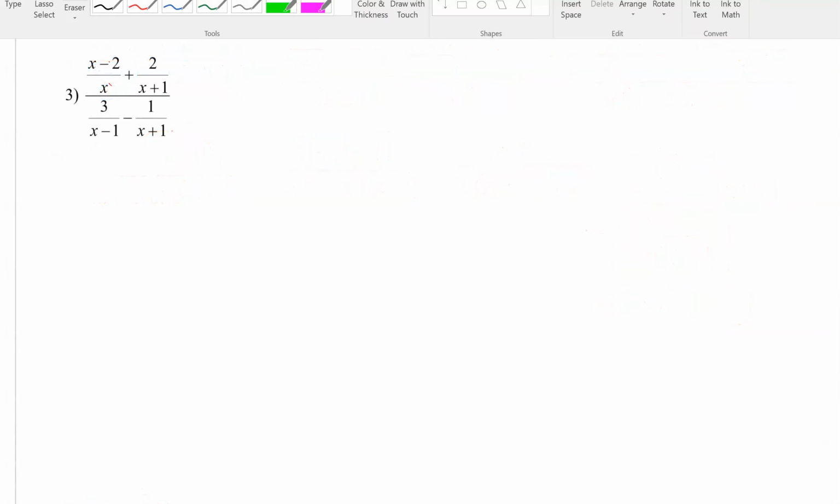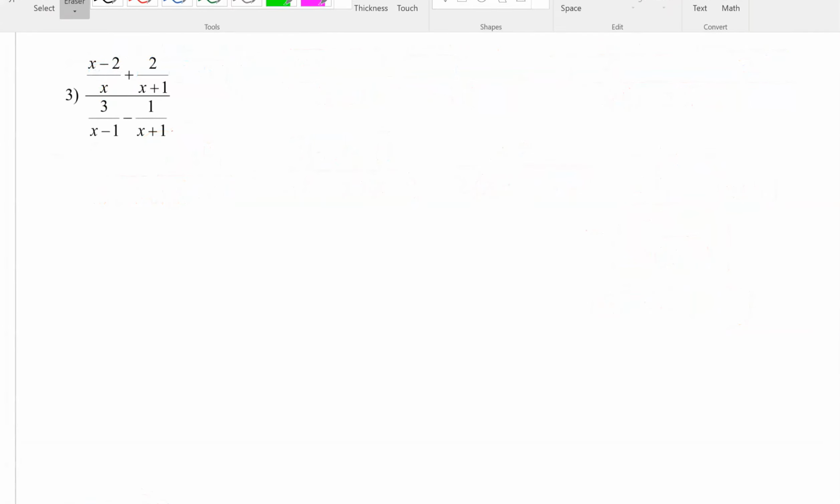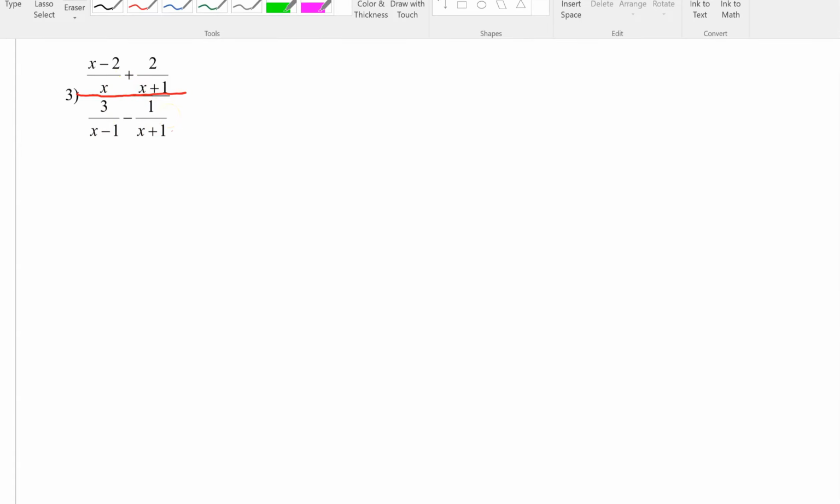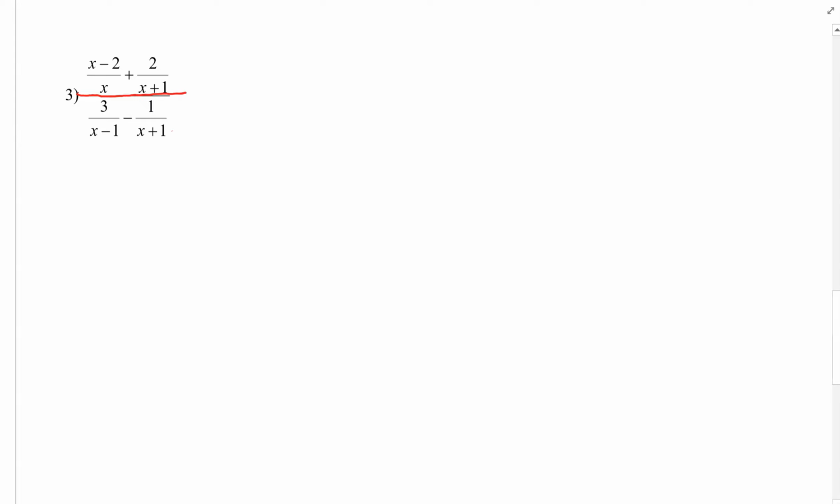Now, number 3 is very complex. This one is going to be difficult. It's got actually 5 different fractions altogether. 1, 2, 3, 4, and then 5 is the overall one. And each of the denominators are different. So it's just going to be messy. There's no way around it. But we're going to use the same process.